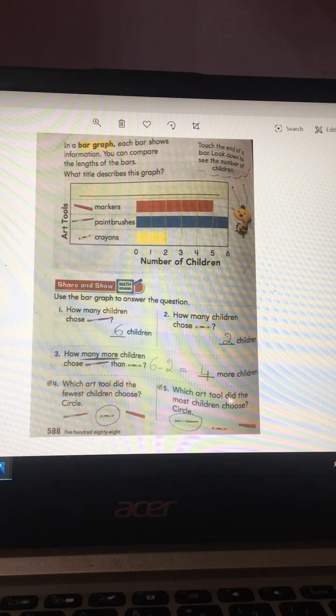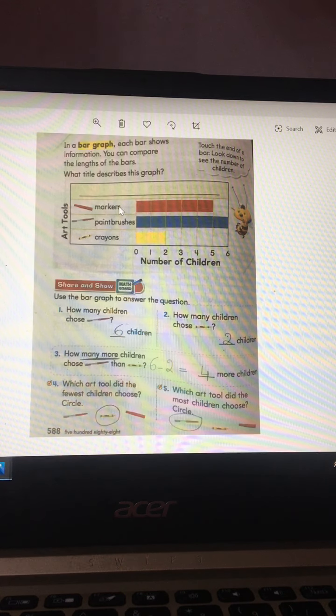Which art tool did the most children choose? Now take care of the word most. It's the opposite of fewest. Most means the biggest number of children who chose the art tools.